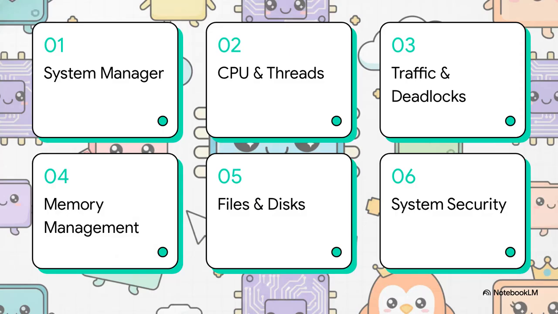Okay, let's dive right into this blueprint. We'll be moving through 6 major areas today. First, the ultimate system manager. Then, the CPU processing and threads. After that, we'll hit traffic control and deadlocks, followed by juggling memory and space. Finally, we'll wrap up by organizing files and disks and protecting the entire system.